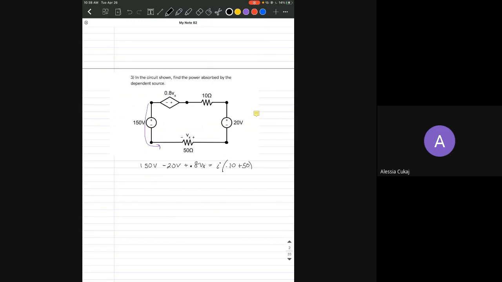First, we have this Vx that's already given to us in a way. So I'm going to plug in for Vx, literally just 50 times I. That's what Vx would be. So I'm going to rewrite this as 150 volts minus 20 V plus 0.8 times 50 I. And then we can simplify this and put 60.